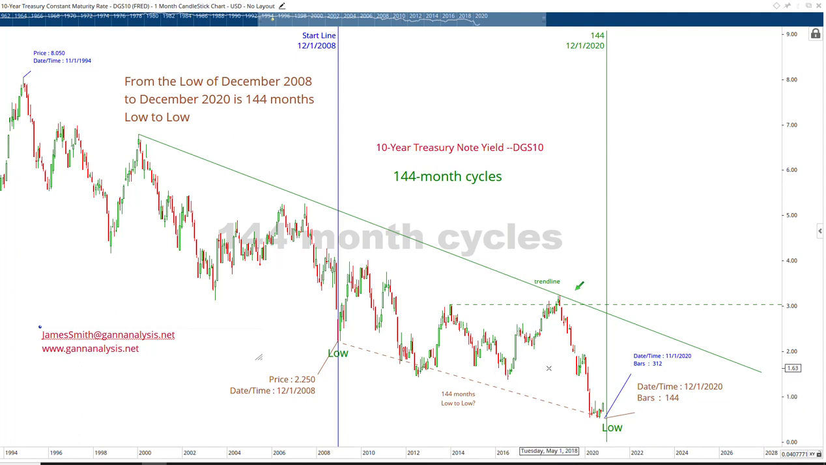The 144 cycle works on everything. And it's not just monthly, but 144 days, weeks, months. You've got to look at all time frames. But this is killer. I don't think people are going to be ready for this. This is going to be very interesting.